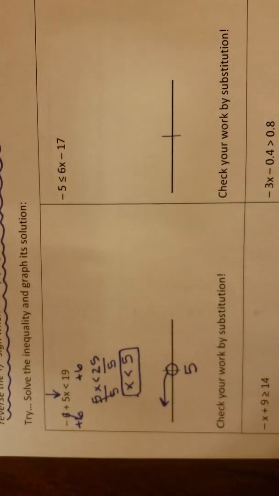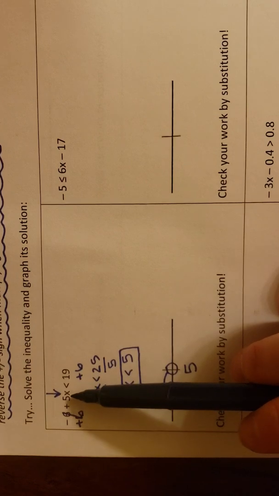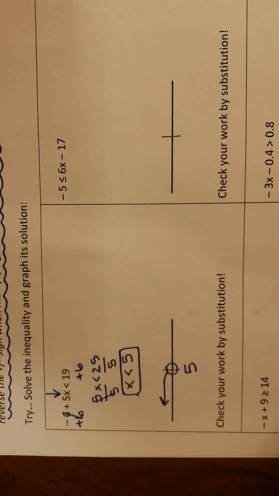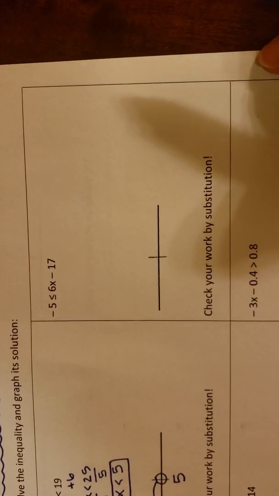And as always, we should check our work by substitution. What's less than 5 is 0. That's convenient. 5 zeros is 0, minus 6 is negative 6, and that is less than 19. If you can do that mentally, great, or you can write it out too. That's totally fine. Okay, let's try another one.